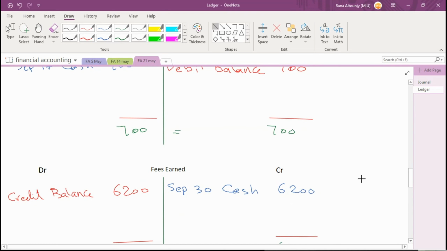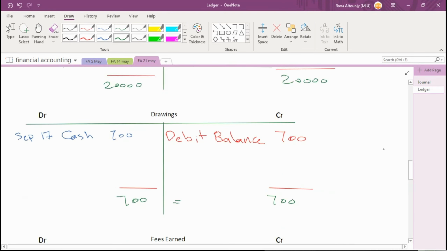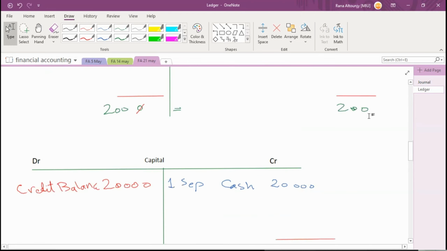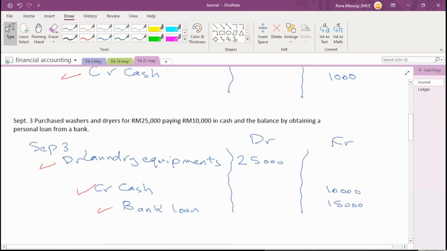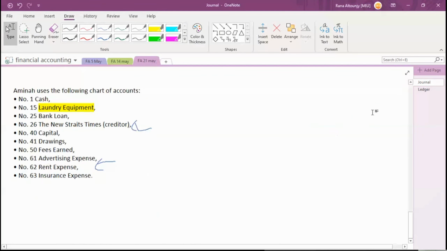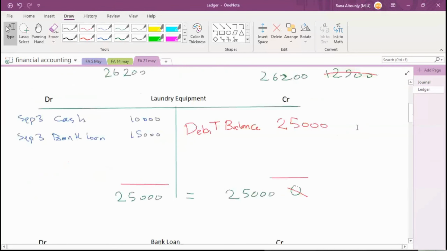And we set it like this and we close all the accounts. So this is how we write our transactions. If you see, this is our example. This is the journal, and this is the ledger.